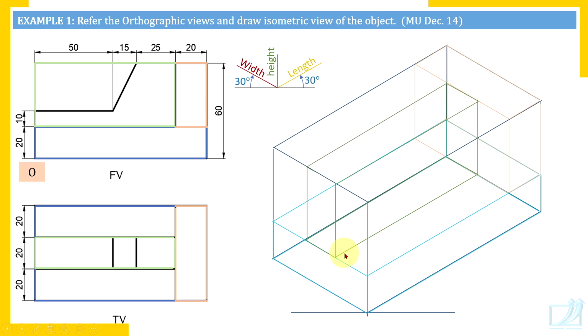And join all those 4 corners. So this is how we have constructed that plate. And now try to understand. This is front side. Here it is top side. This is left side. So front, left and top surfaces are visible surfaces.